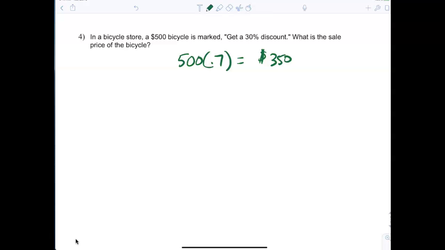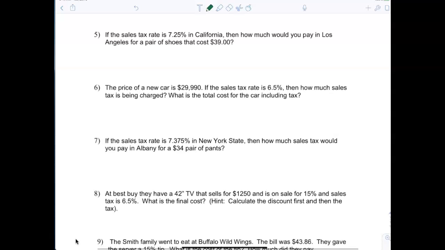All right, we're back up top, Mr. Greek. Number 5. Read it. If the sales tax rate is 7.25% in California, then how much will you pay in Los Angeles for a pair of shoes that cost $89? Okay, now who pays the tax when you walk into the store? You. I pay the tax. If I'm buying something, I have to pay the tax. The store does not pay the tax. So I have to pay what percent if I buy it?